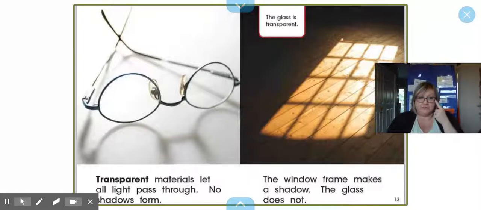Like I'm already noticing, and I see it in the picture, but my glasses are transparent. But the frames that the glasses are in are not. They're opaque. Light does not get through there. See if you can walk around and find some transparent materials that will let the light pass through, so you're not going to see a shadow. Start the video when you're ready to go on.